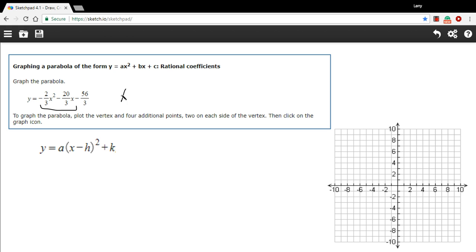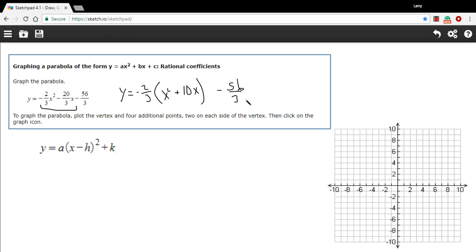So we're going to have y equals negative 2/3 times the quantity x squared, and we'll factor out 2/3 here. This is going to be, oops, I factored out a negative 2/3, so plus 10x. And then we have our negative 56/3 still hanging out over here.